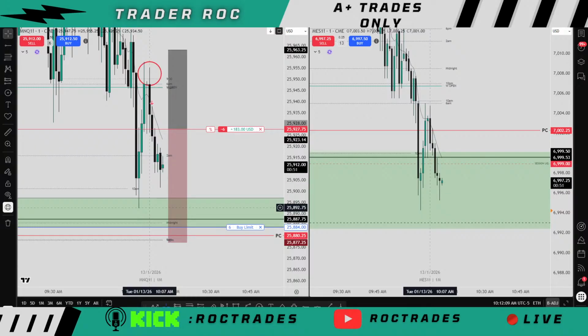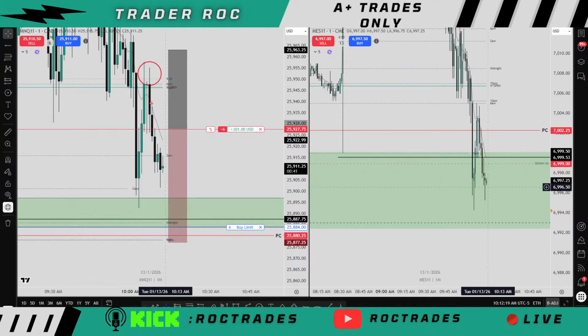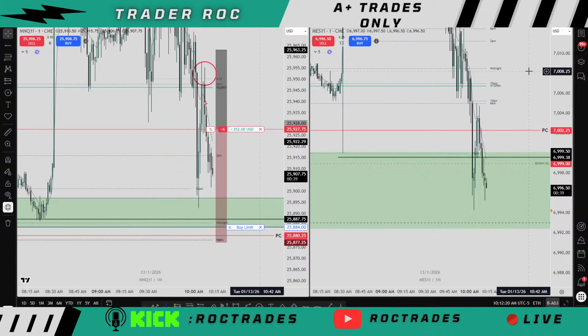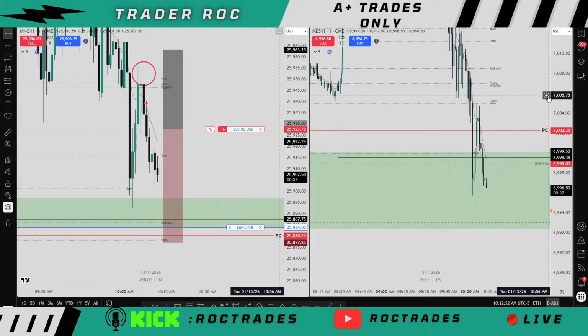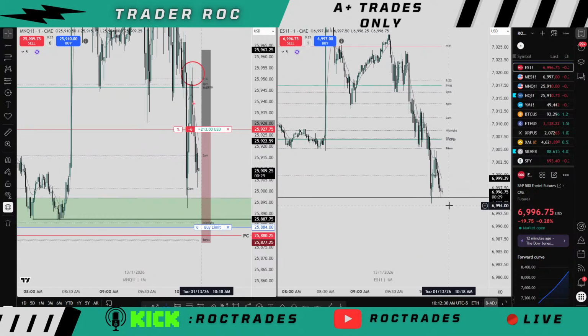Yeah, let's see how this 2 a.m. level holds now. We got a nice order block here. I would love to see a strong rejection now that we're retesting this level here. I haven't taken out that low on MES yet. See if we can get one more drive lower. See what ES looks like also, because ES sometimes looks a little different. Yeah, we still have this low available.